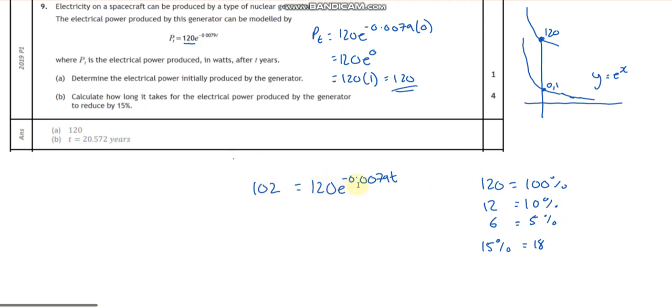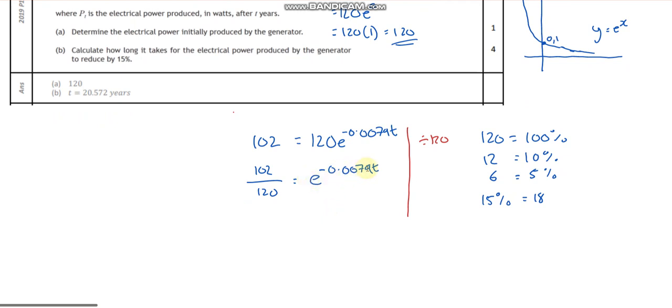But that's the power that I'm looking for. That's the power I started with, and this is my function. I'm going to find time. So the first thing you can do is divide by 120. That's allowed, isn't it? It's going to divide by 120, just like normal. Yep. So 102 divided by 120 is going to give me e to the negative 0.0079t. And this is where logs are really good.